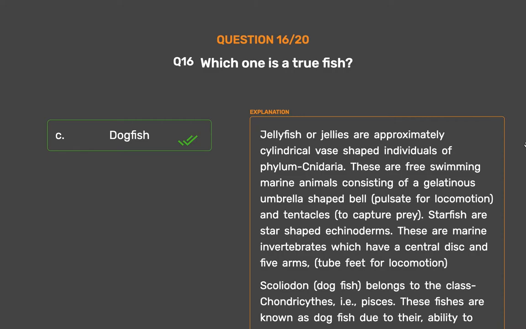Scoliodon, dogfish, belongs to the class Chondrichthyes, i.e., Pisces. These fishes are known as dogfish due to their ability to smell. Lepisma saccharina, commonly known as silverfish, is a small wingless insect belonging to phylum Arthropoda.